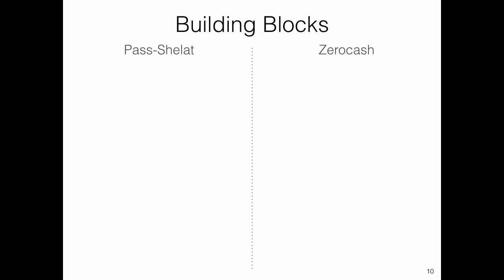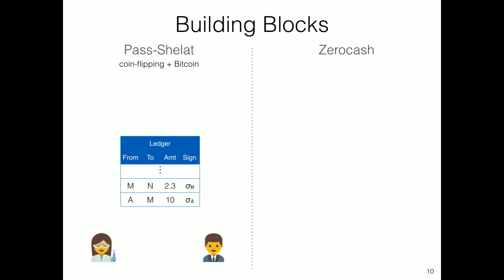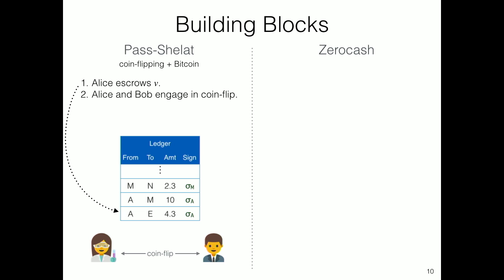So let's go back to our building blocks. What Pass and Shelat do is essentially they take Bitcoin and add some kind of coin flipping protocol. So when Alice wants to pay Bob in a micropayment, what she does is escrow some value in a Bitcoin transaction. They engage in a coin flipping protocol. If Alice wins, that means it's a null payment. She can reuse the escrow for future payments.